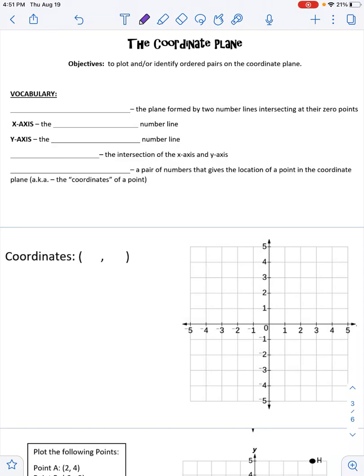Hi Rangers, today we're going to be talking about the coordinate plane. So our objective for this lesson is to plot and/or identify ordered pairs on a coordinate plane.